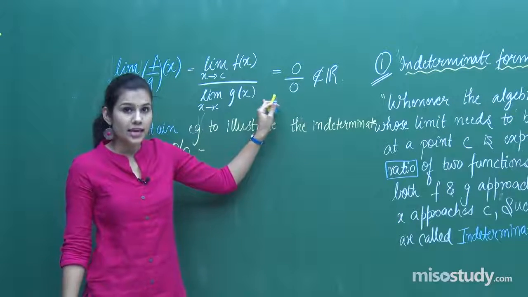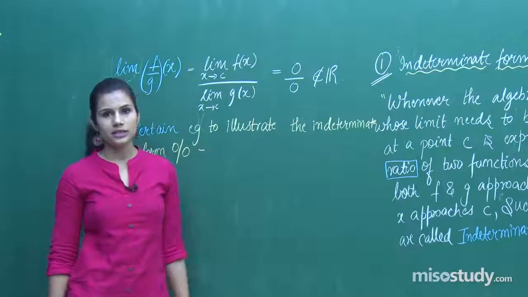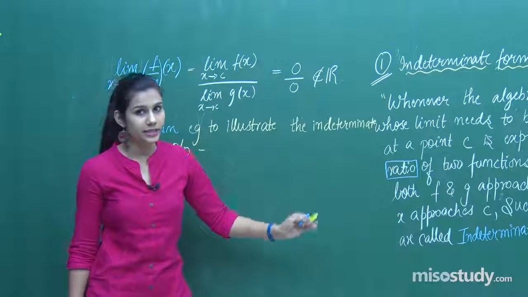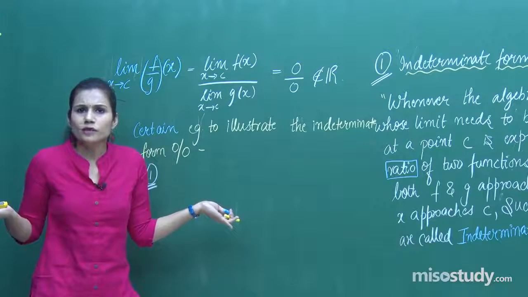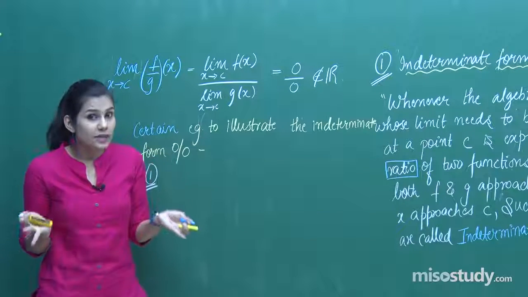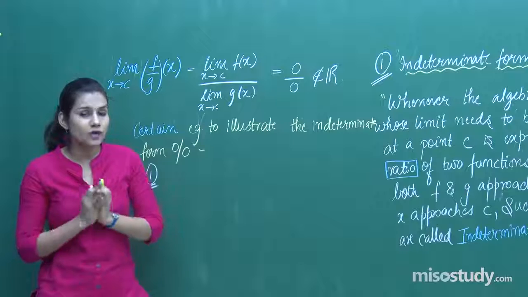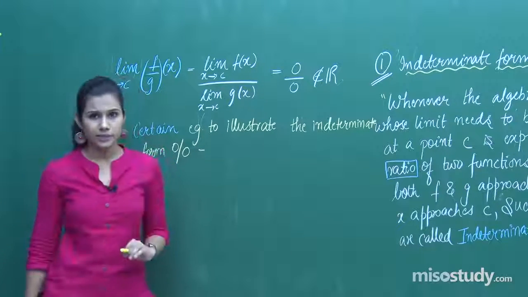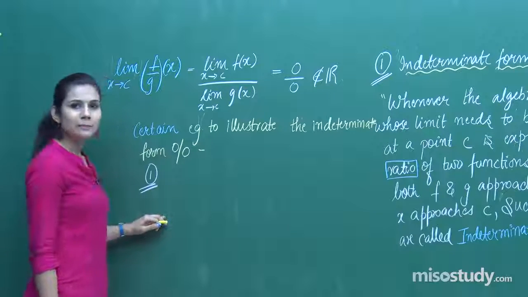but then why indeterminate? Why is the 0 by 0 form of limit said to be indeterminate? Where is ambiguity involved? Why is there indefinitiveness over here in the case of indeterminate form of 0 by 0? Why is it being called indeterminate? Let's find out through these examples.